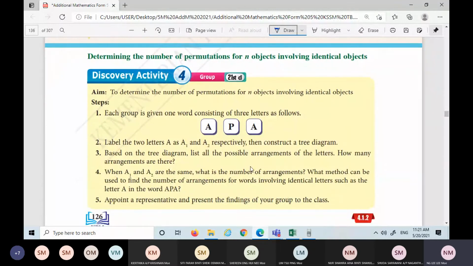Determine the number of permutations of n objects involving identical objects. This one also, the old syllabus didn't have. So now you remember previously we had API. Three alphabets are different. Now we have APA. The A and the A, we can't differentiate. So the A here we say is an identical object. So you just follow this formula.